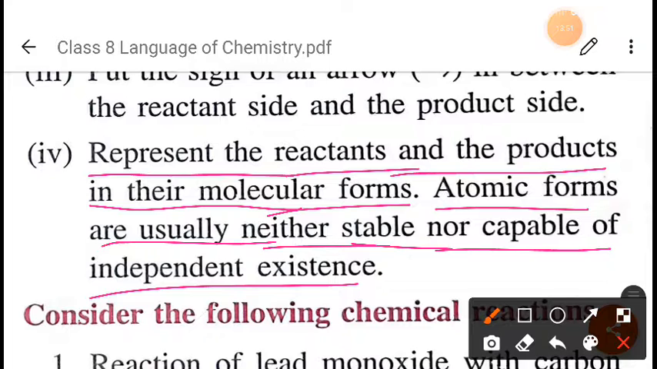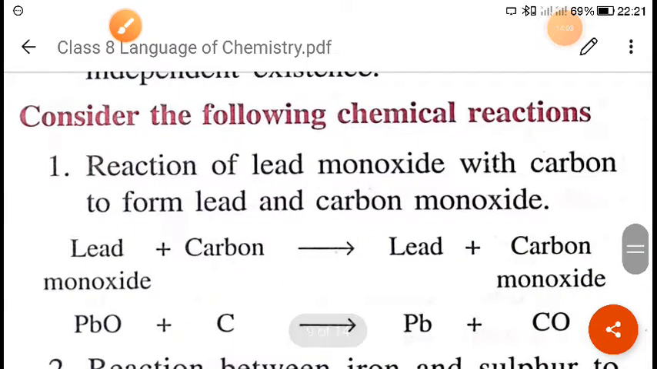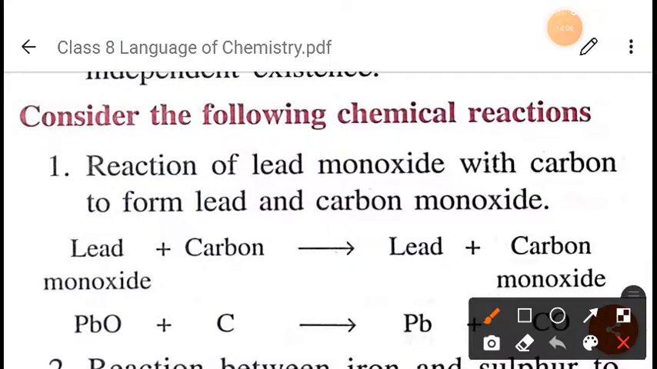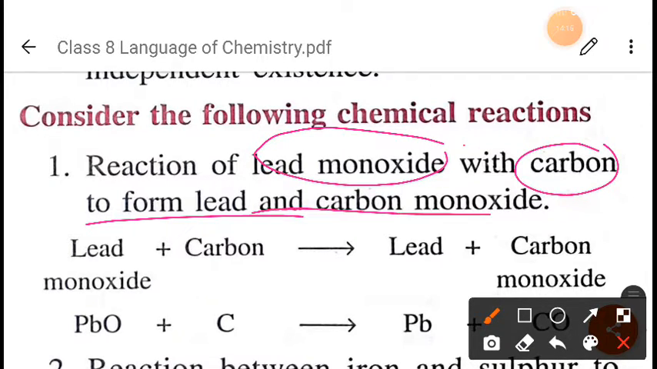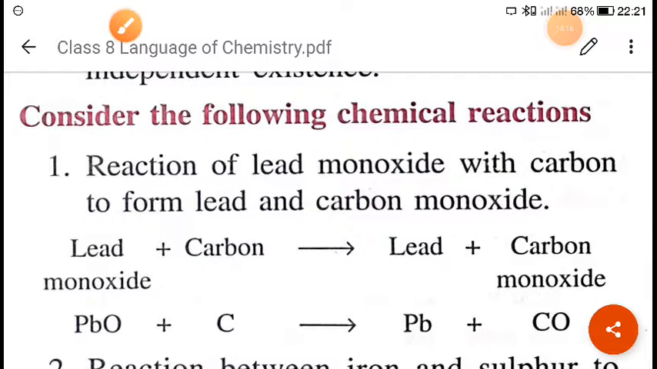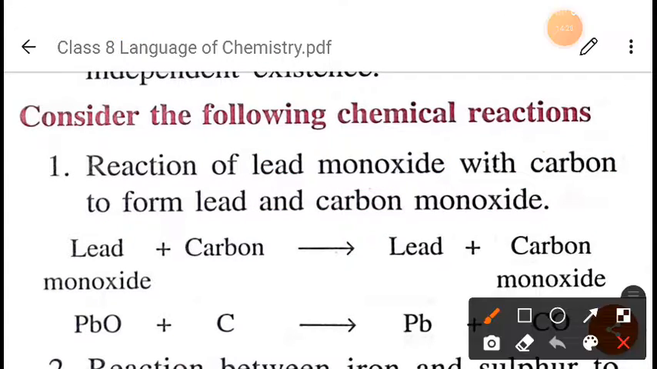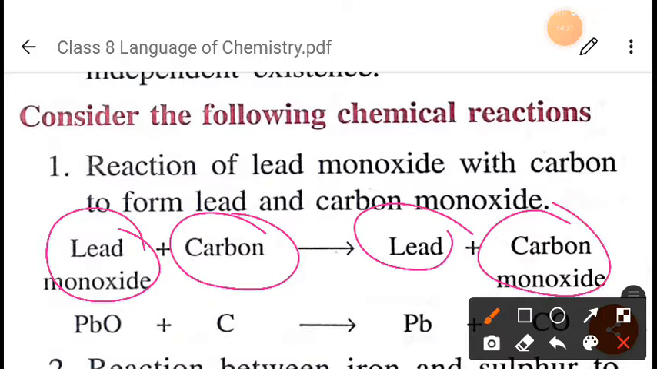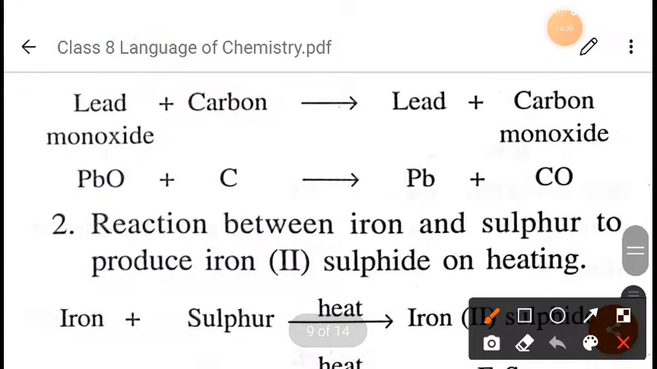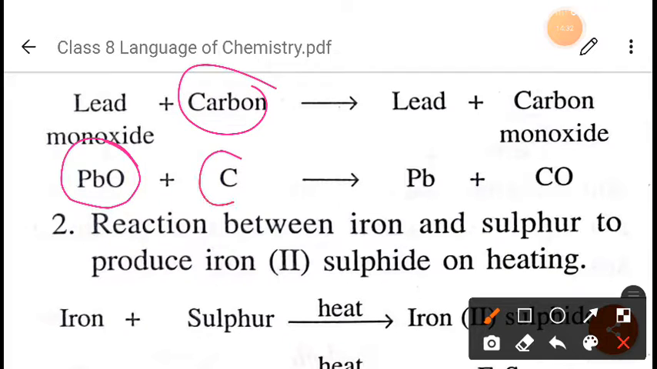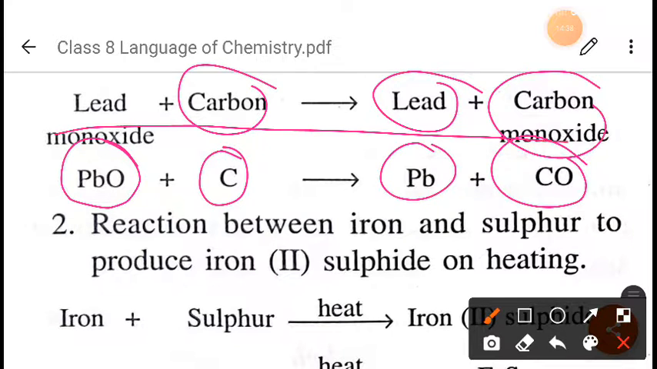Now we have taken some examples here. The first example is the reaction of lead monoxide with carbon to form lead and carbon monoxide. So lead monoxide plus carbon reacts to form lead and carbon monoxide. Lead monoxide is represented by PbO, carbon is represented as C, lead is represented as Pb, and carbon monoxide is CO, right? As you can see how it is written.